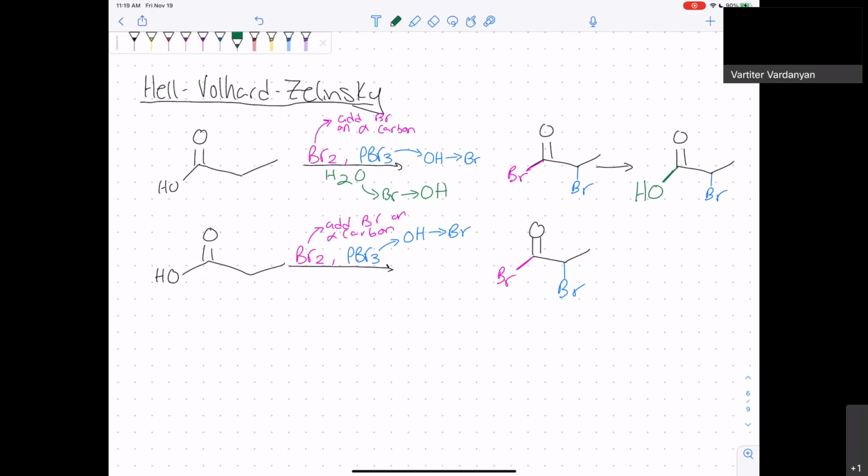Not always. So the alpha carbon is just defined as the carbon that is right next door to the carbonyl. So it could be primary, secondary, tertiary, quaternary. It could have any number of hydrogens on it. I just chose to draw this one because that's the one that Dr. West lectures.